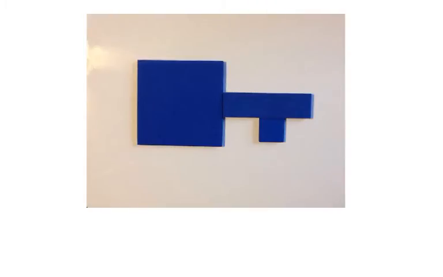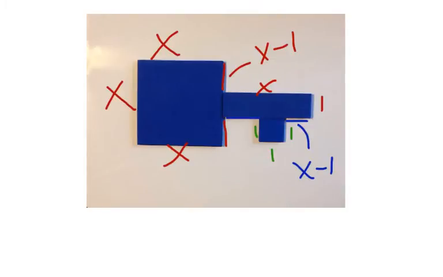Alright, take a look at this next example. Be careful, there's a trick in it. Alright, when you labeled this one, it should look like this. Now, the trick was here where we have x minus 1. This side length of the x tile is taken up by a 1 unit of that x tile.